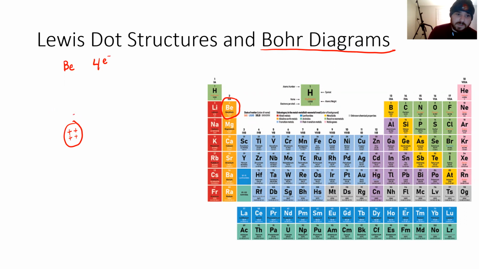Then the actual point of a Bohr diagram is to draw the energy levels and put the electrons in as dots. So the first energy level holds just my 1s orbital, which holds 2 electrons. So I'm going to put 1, 2 electrons, and then I'm done with my first energy level. Because I have 4 electrons, I've used 2. That means I have 2 left.